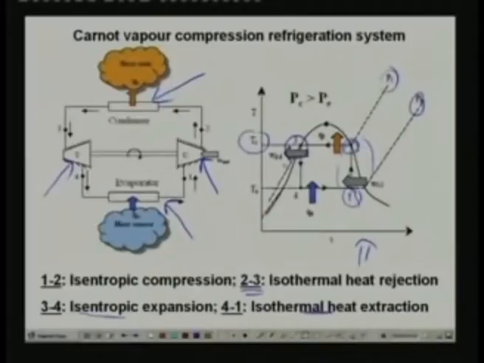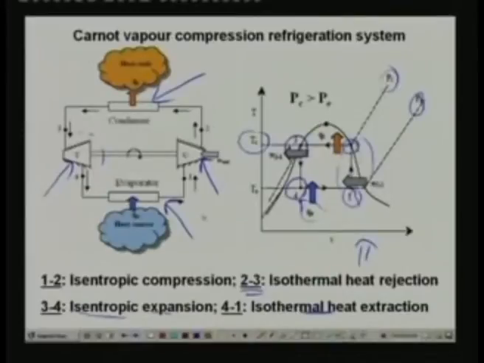Next, process 3 to 4, this is what happens in the turbine. This is, as I have already said, an isentropic expansion process. During this process saturated liquid, that is at point 3 at condenser pressure, expands isentropically in the turbine, and at the exit of the turbine you have a mixture of liquid and vapor at state 4. And finally process 4 to 1 is an isothermal heat extraction process. During this process useful refrigeration effect QE is obtained. So this is the cycle of a simple Carnot vapor compression refrigeration system.